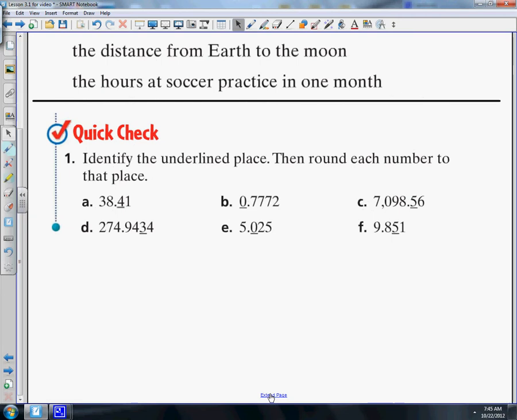So, pause the video and try these 6 problems. This is just a review where you estimate to the underlined place value.